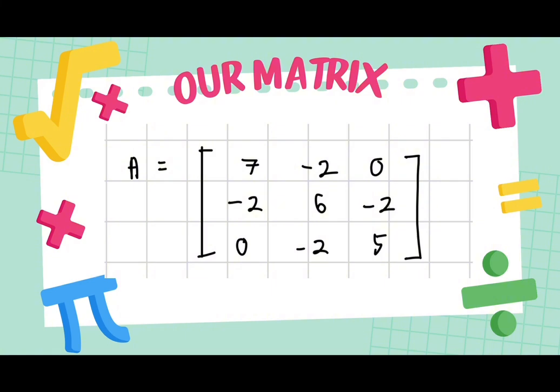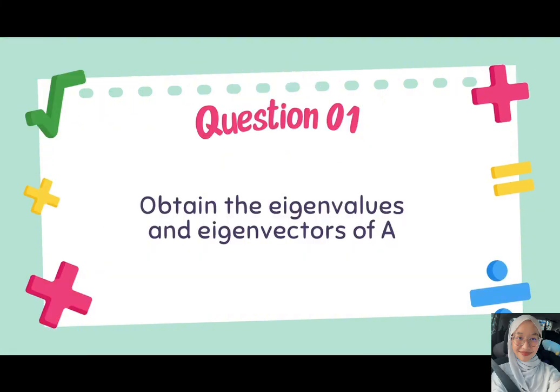Okay, so this is our 3x3 symmetric matrix that we chose, which is A equals 7, -2, 0, -2, 6, -2, 0, -2, and 5. For our first question, obtain the eigenvalues and eigenvectors of A.